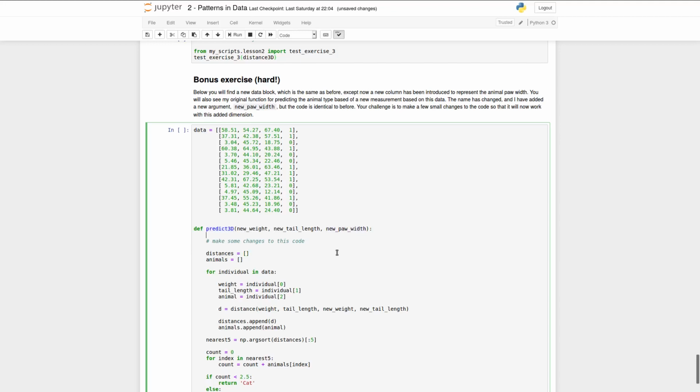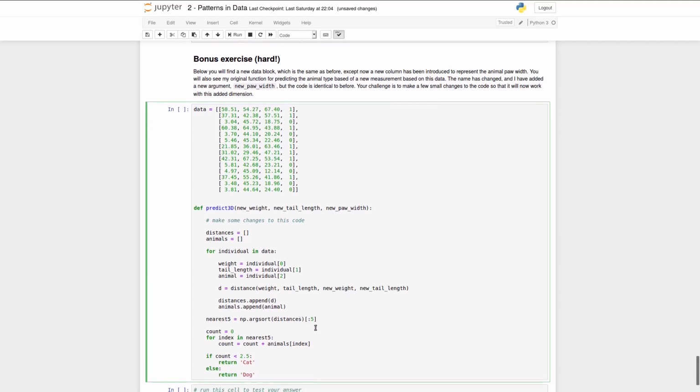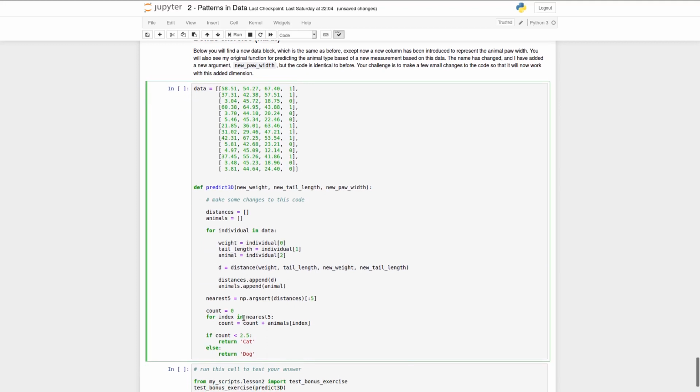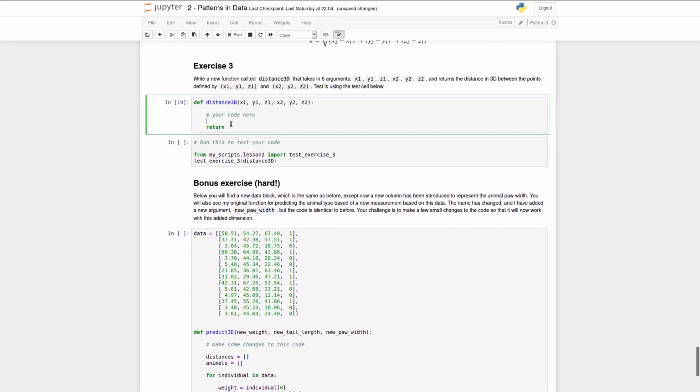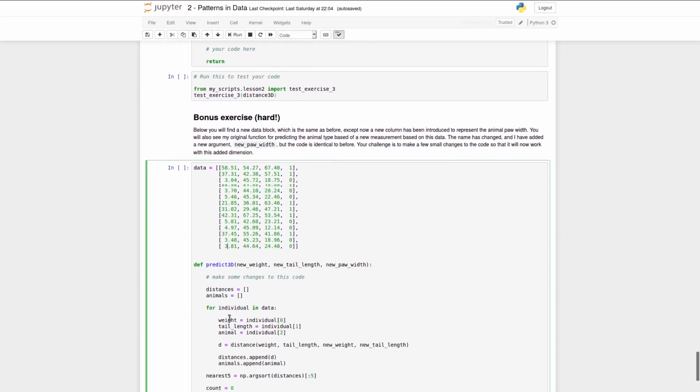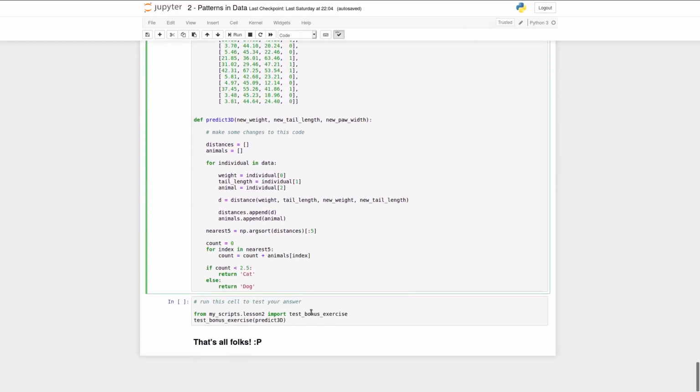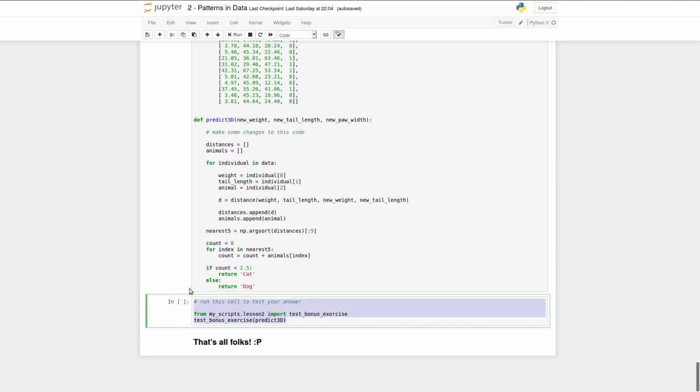So now see if you can go through this code and make a couple of small changes to make it work for a 3-dimensional problem. So you're going to have to change some things here, and you're going to have to change some things here. But if you can go through this line by line and work out what the changes are that need to happen to make it work on this new data block and make it work with your new 3D function, then that would be amazing. And if you do have a go at that one, then you can test it by running this cell here.